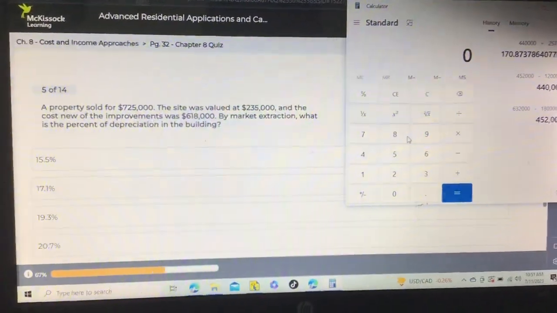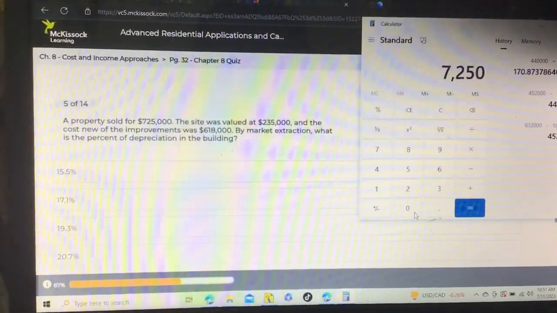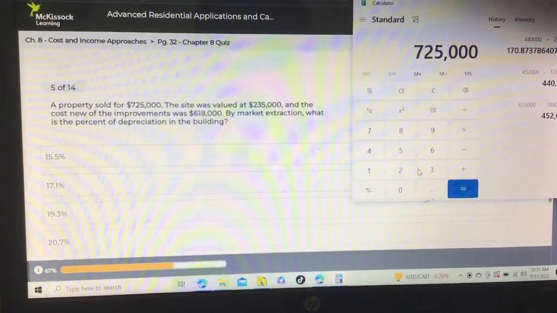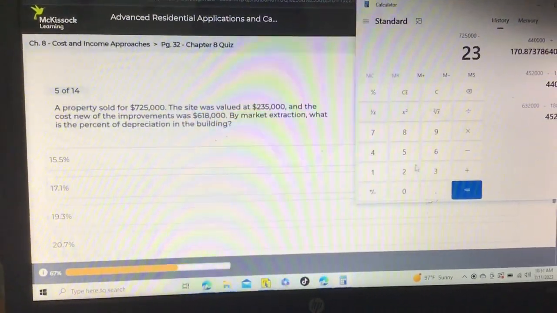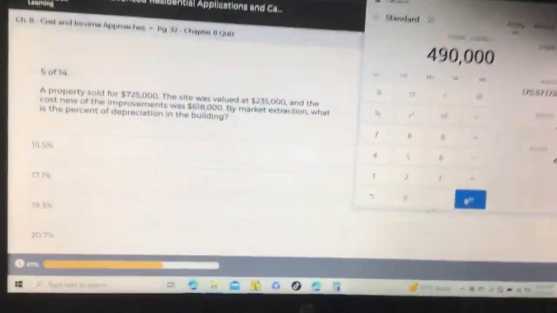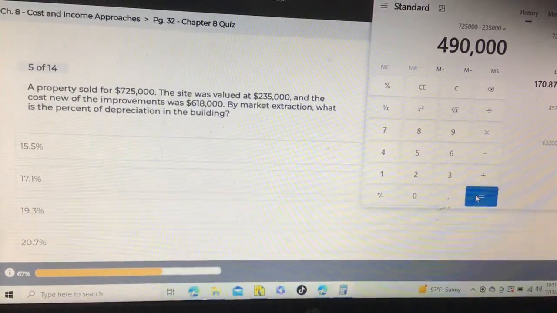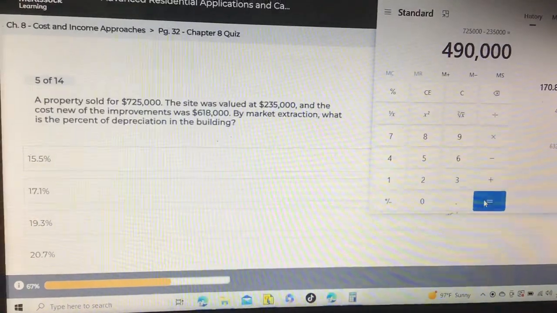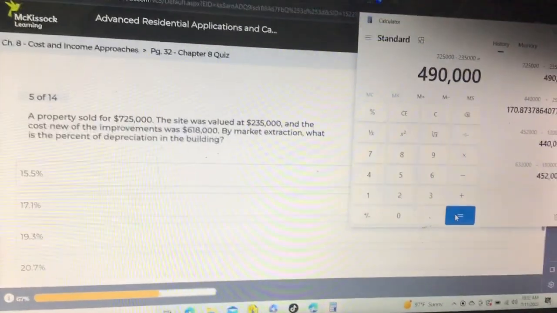So we start with phase 1. And with phase 1, you got to enter in the price of the home, $725,000. Then you're going to minus the site value, which was $235,000. That equals $490,000. Now, I'm writing that down, 490. That was the estimated depreciated cost. And then you enter into phase 2 of the formula.